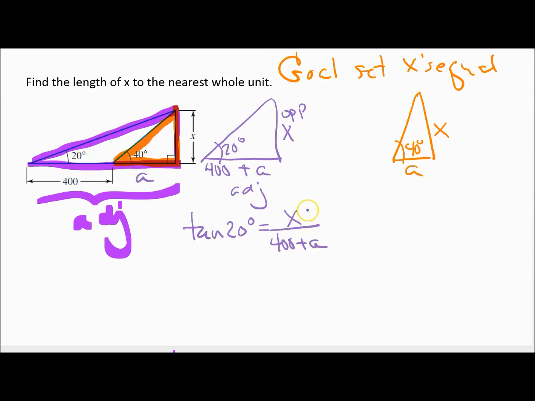Okay. Now, if I solve this for x, I'm going to multiply both sides by 400 plus a. So I'm going to have 400 plus a times the tangent of 20 degrees is x.